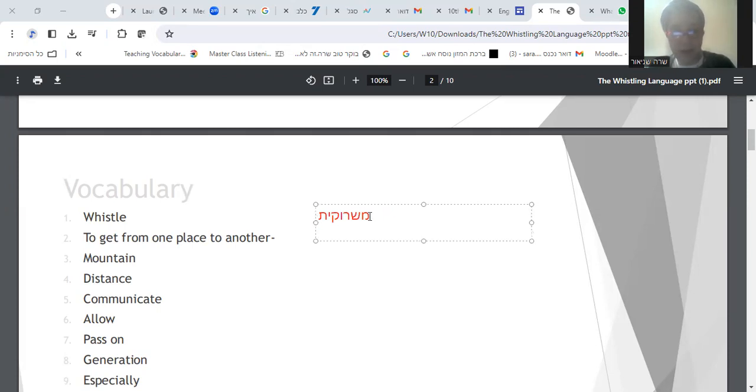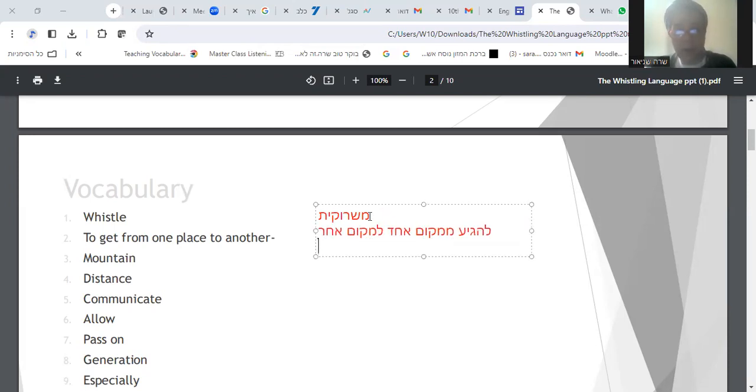The next word we have is to get from one place to another, which means to get alone is להשיג, but not in this case. To get from one place to another is like an expression. It's להגיע ממקום אחד למקום שני. Okay, למקום אחר.